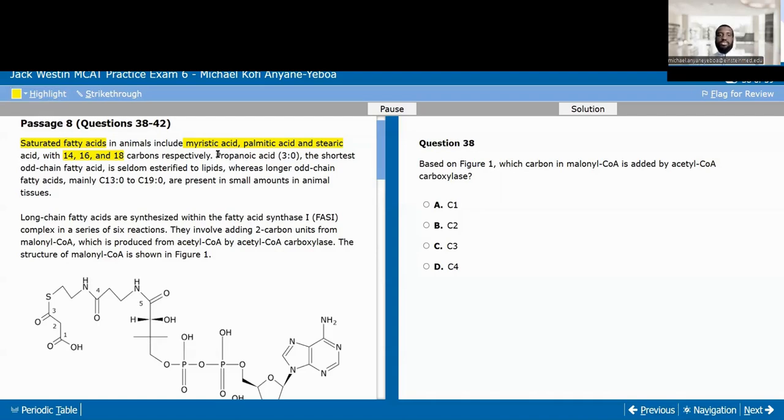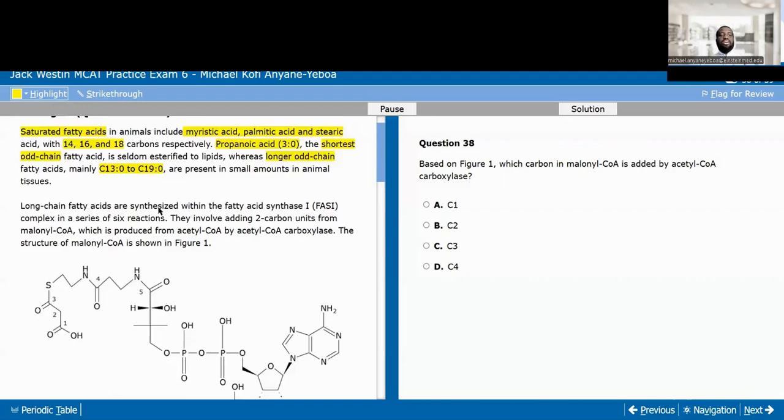Propanoic acid is a new noun. That's C3, that's three carbons, it's not branched. Zero means it's not branched, right? The shortest odd chain fatty acid. So it's odd chain, and it's the shortest odd chain. It's seldom esterified to lipids, whereas longer odd chain fatty acids, mainly these, are present in small amounts in animal tissues. So now my first paragraph is good.